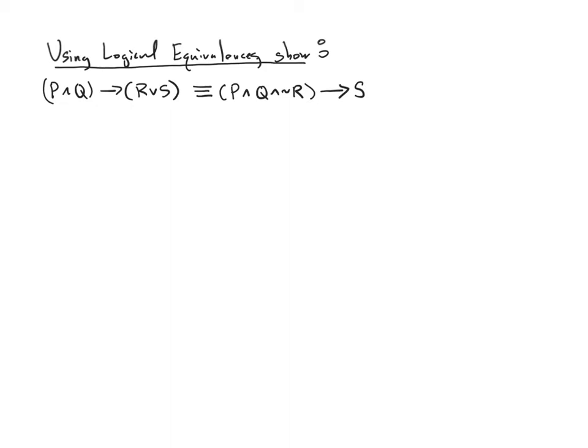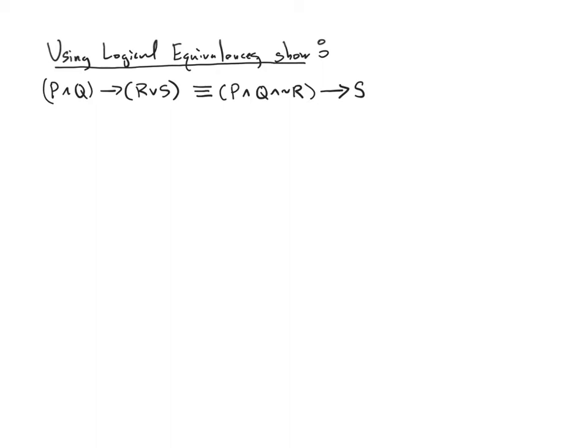And looking at this, P and Q and not R, there's a very good chance I can use De Morgan's law again in the other direction to make this happen. So that's my goal here. And then once I get something along the lines of not P and Q and not R or S, then I can use the conditional simplification in the other direction. That's how I'm thinking about this. Let's give it a go.